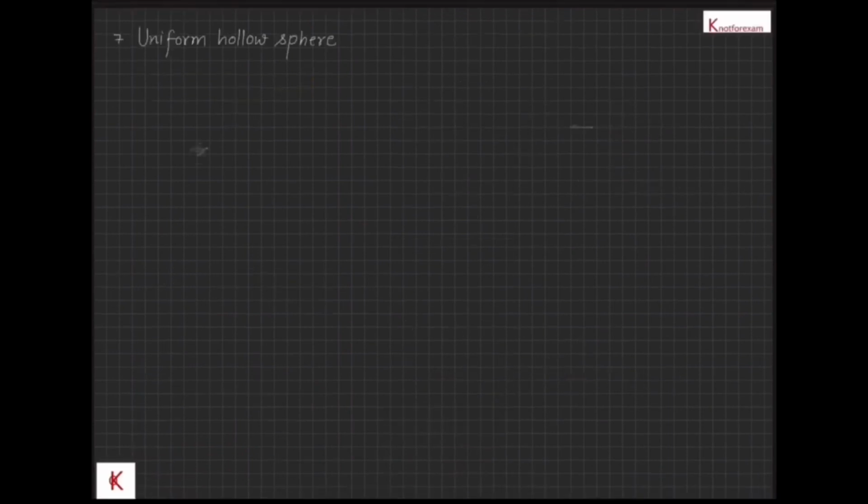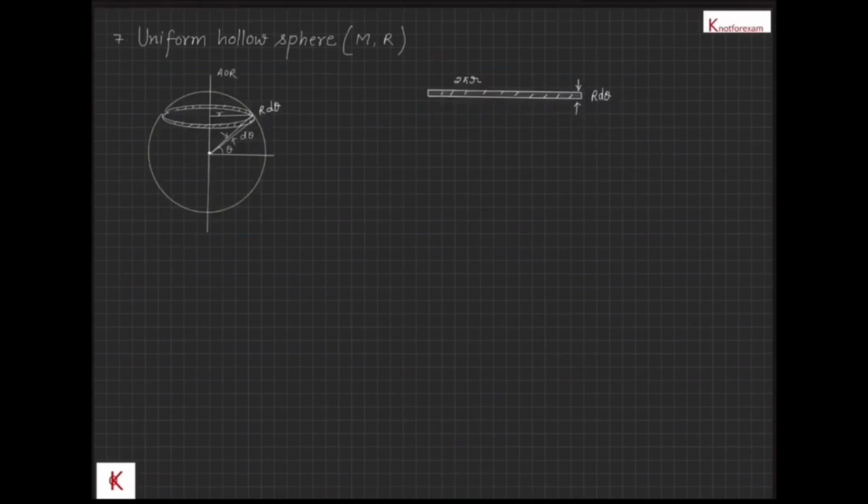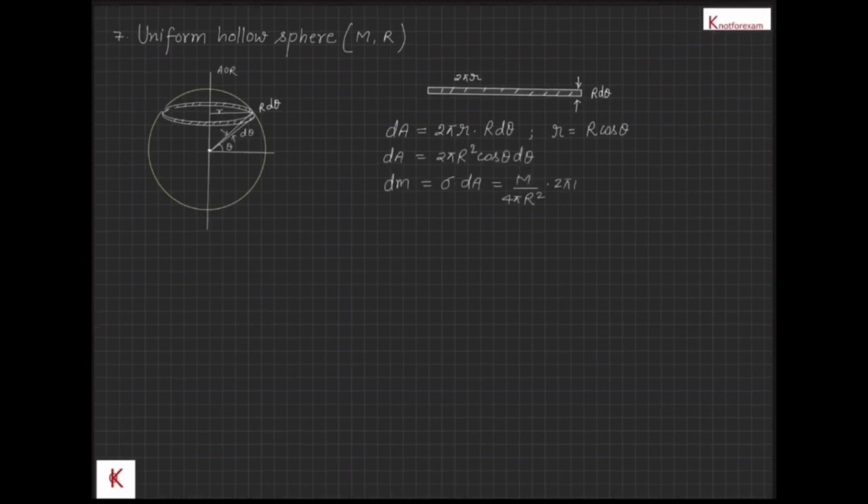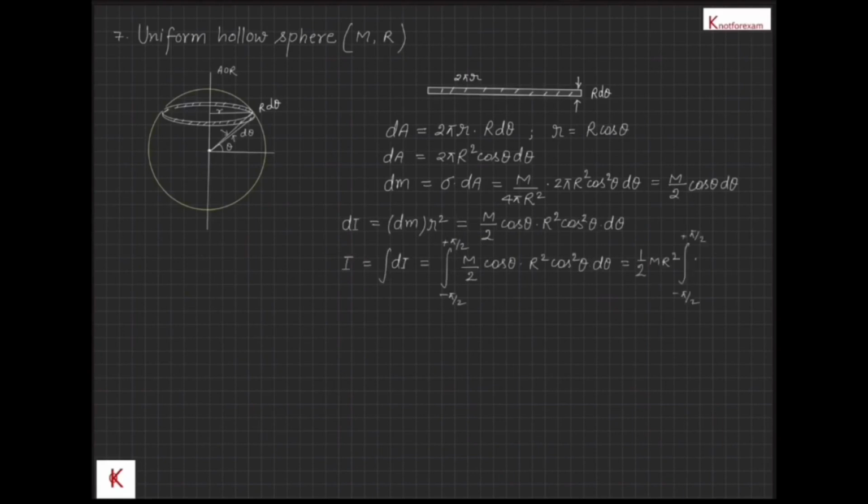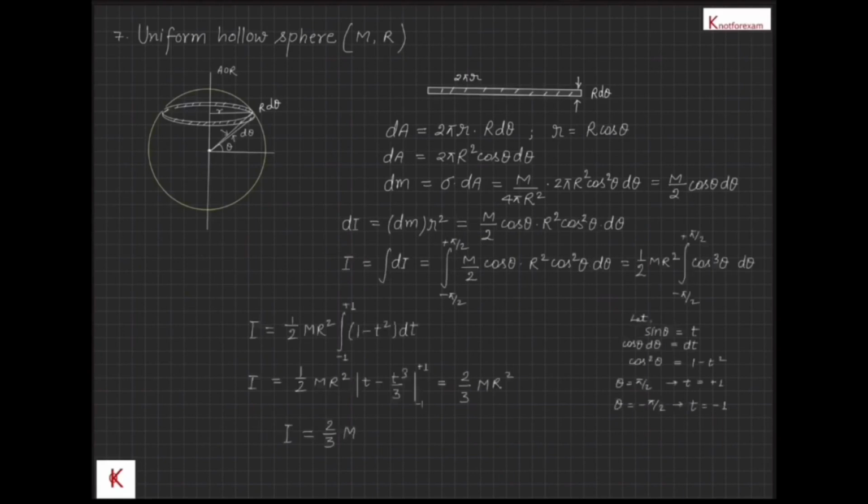Moment of inertia of a uniform hollow sphere of mass m and radius r about one of its diameters. Take a differential ring at an angular position theta and angular width d theta. Its width is r d theta and its radius is r cos theta. Its mass will be mass per unit area multiplied by the area of the strip, and its contribution to the total moment of inertia is dm r squared. And the total moment of inertia I is the integration of dI, which comes out to be 2 by 3 m r squared.